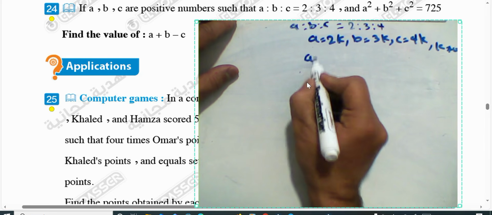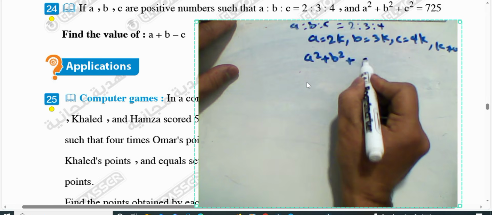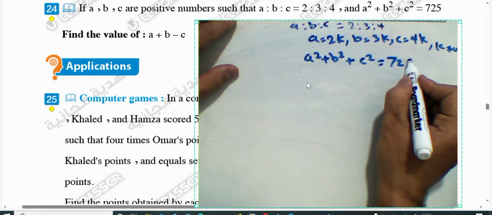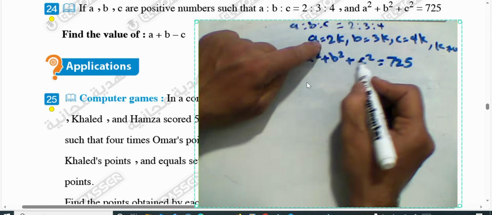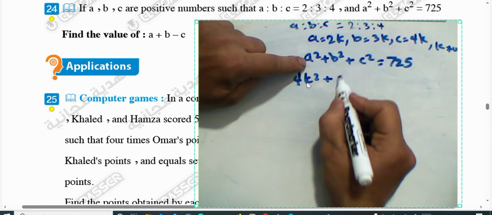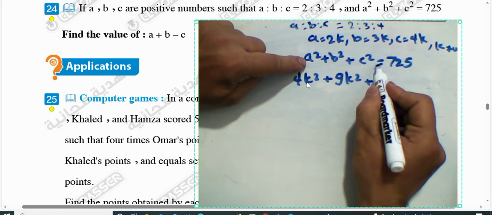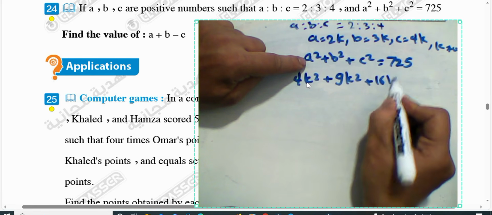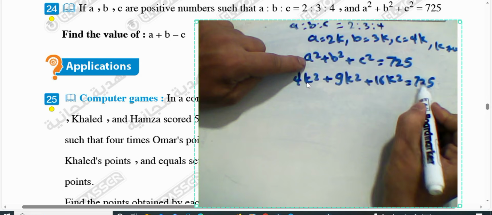Look here, a squared plus b squared plus c squared was 725. The value of a was 2k, squared, so 4k squared. And b squared will be 9k squared. And c squared, 4k squared, will be 16k squared, equals 725.